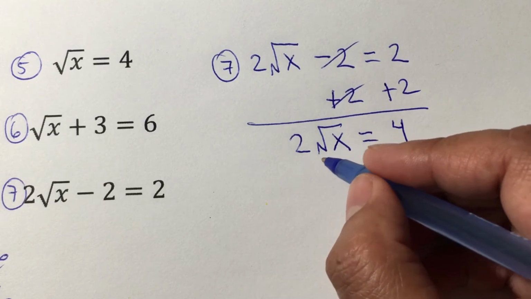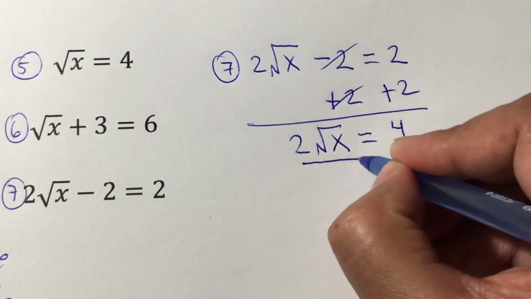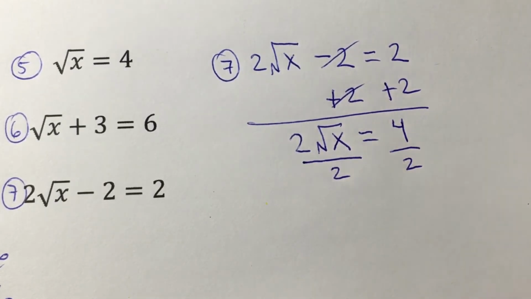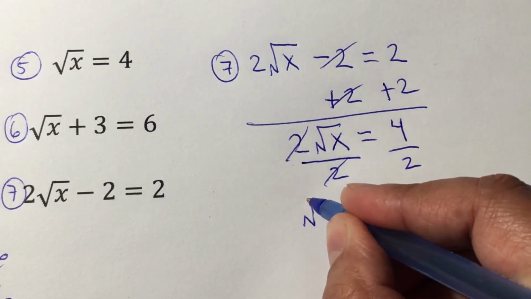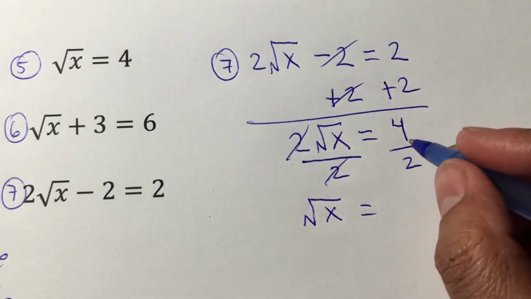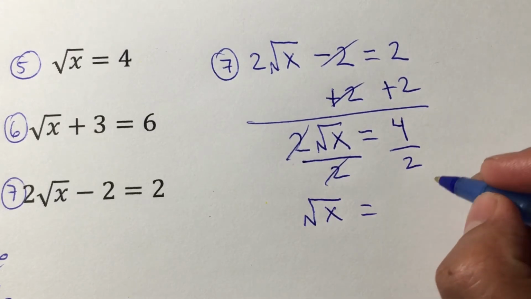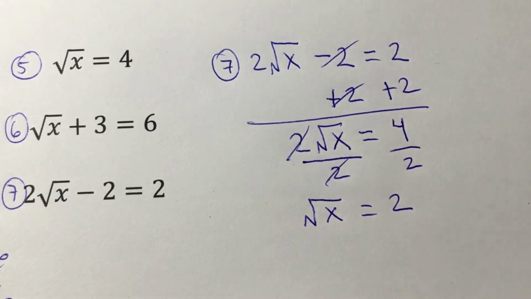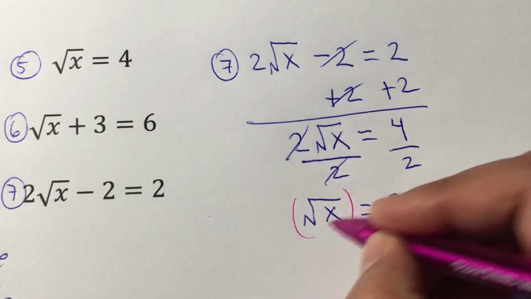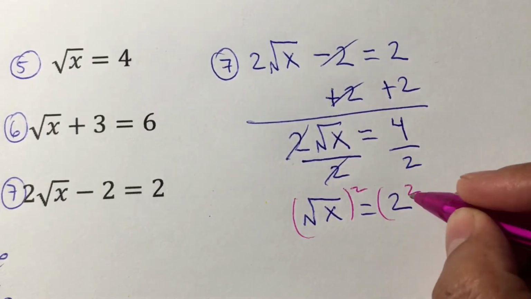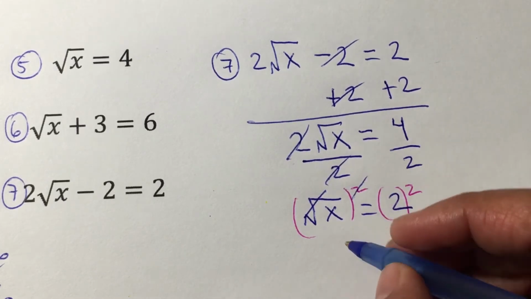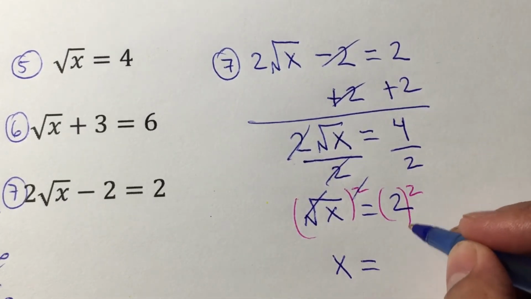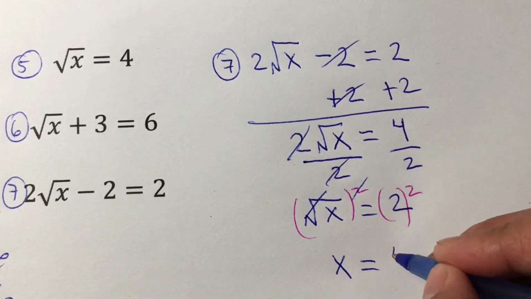Now we divide by 2 on both sides, and this cancels. We get the square root of x equals 4 divided by 2 is 2. We square both of these. The square root cancels with the square, and so x is equal to 2 squared is 4.